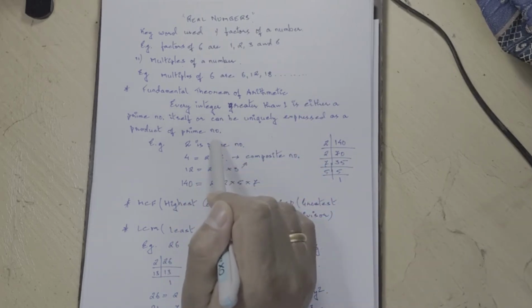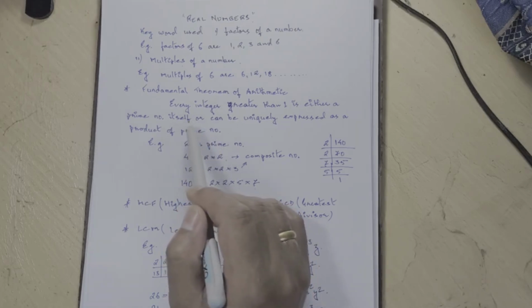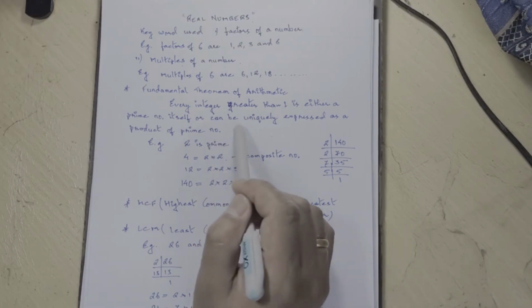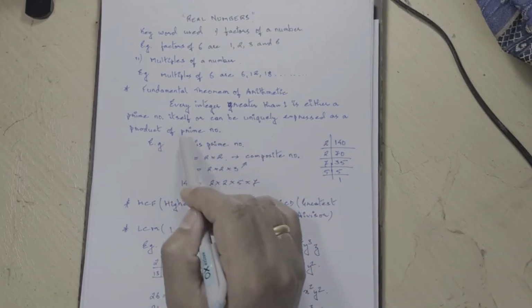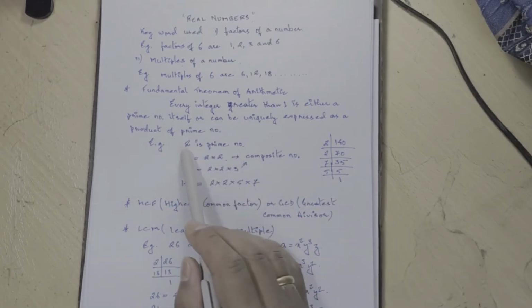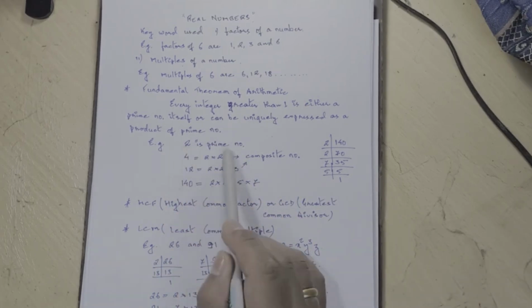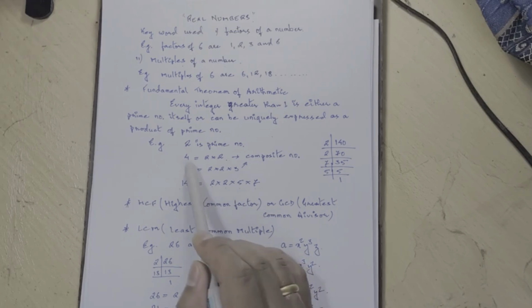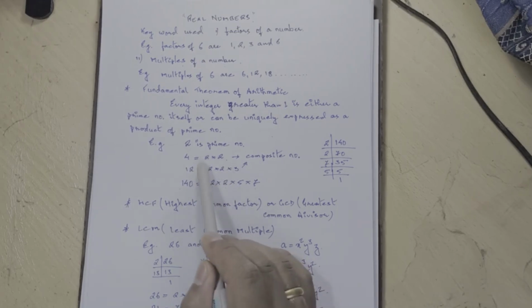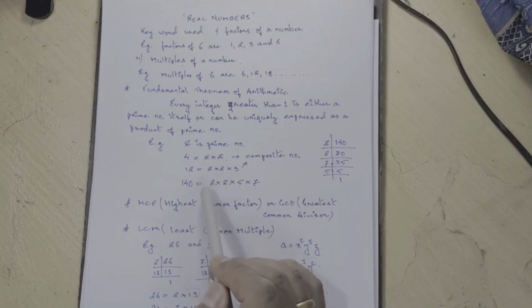Now, the fundamental theorem of arithmetic. It states that every integer greater than 1 is either a prime number itself or can be uniquely expressed as a product of prime numbers. Let's see an example. 2 is a prime number and 2 is greater than 1. 4 is equal to 2 into 2, so it is uniquely expressed as the product of prime numbers.